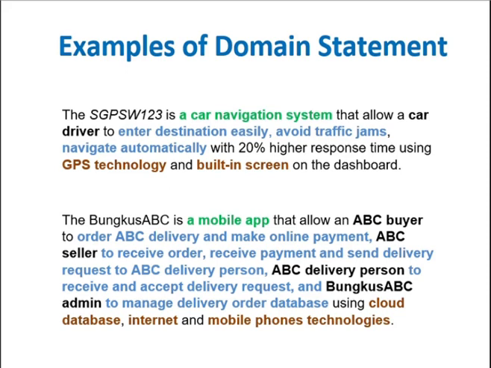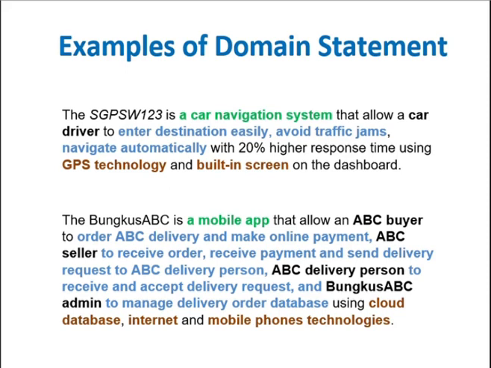So this ABC, okay, it's a system of how we can actually order the ABC and ask that seller to deliver the ABC to our house, yeah. Okay, so basically it allows the buyer to order delivery and make online payment. So those are the main functions, and there are also other stakeholders or other people who can use the system, which is the ABC seller, where the main function for them is to receive the order, receive payment, and also send a delivery request to the delivery person.